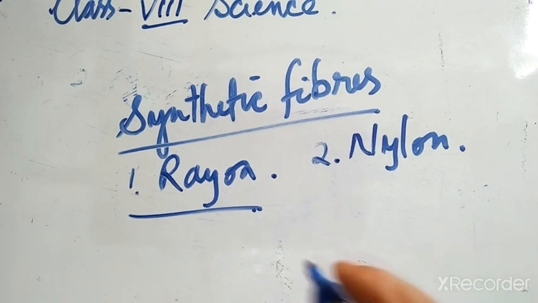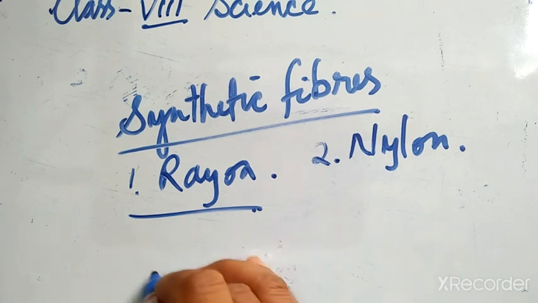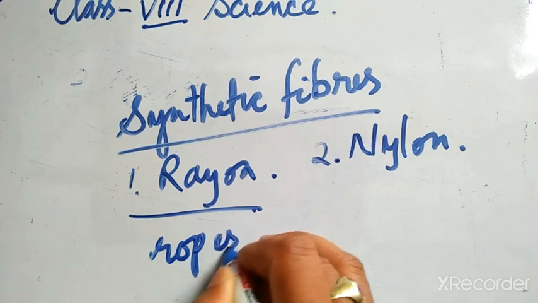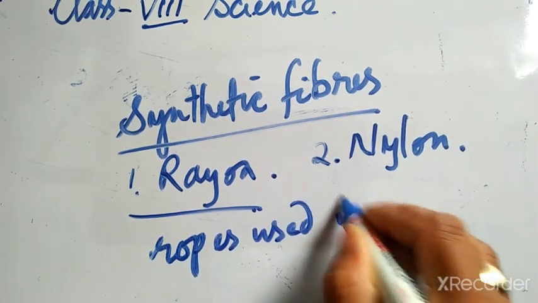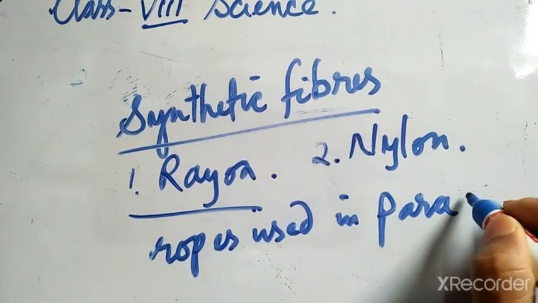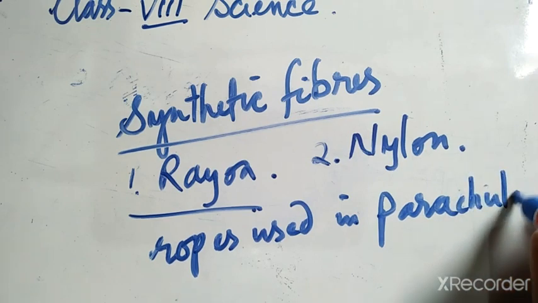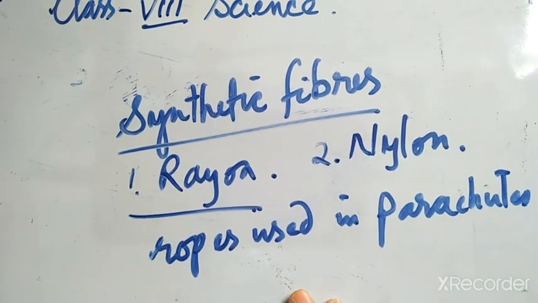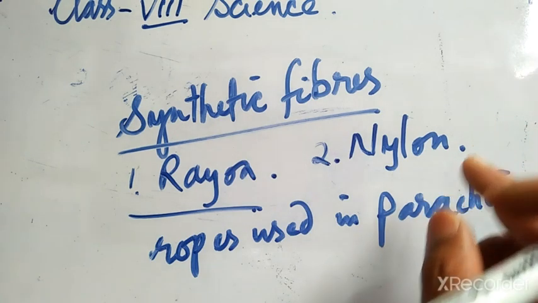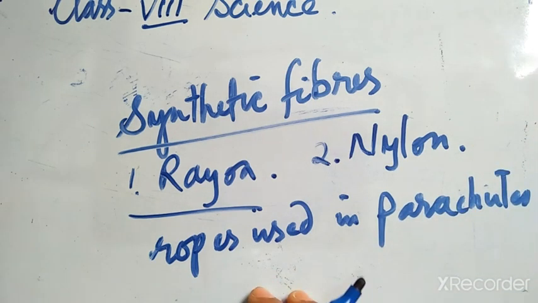So various articles are made from nylon, and one of the striking things is that the ropes used in parachutes are also made from nylon fiber. And ropes used in rock climbing are also made from nylon. They are much stronger than even a steel wire.